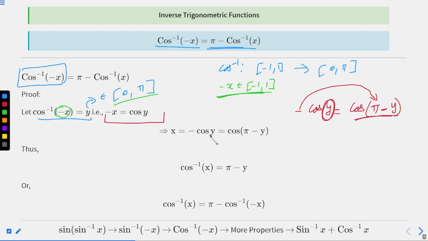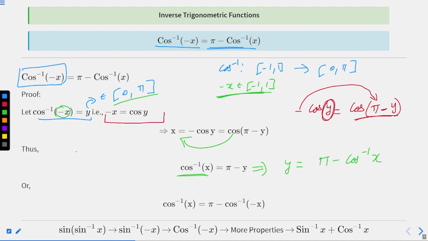Okay, so now minus cos y is equal to cos of pi minus y. Now what you can do is put inverse. So now cos goes to x, then it will become cos inverse x is equal to pi minus y. Now the value of y from this, what you can say is y is equal to pi minus cos inverse x.